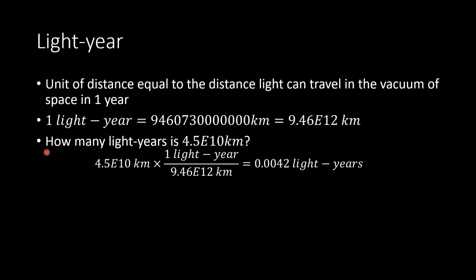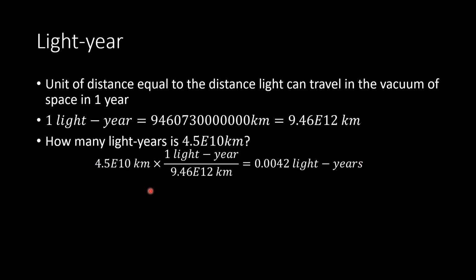Again, we'll get questions. How many light years is this number here? The same number from the last question. And we'll plug it into our equation here. So kilometers, again, will cancel with kilometers. Our conversion here is 9.46 times 10 to the 12 kilometers in 1 light year. And that gives us an answer of 0.0042 light years. So this number here is quite a bit less than 1 light year.